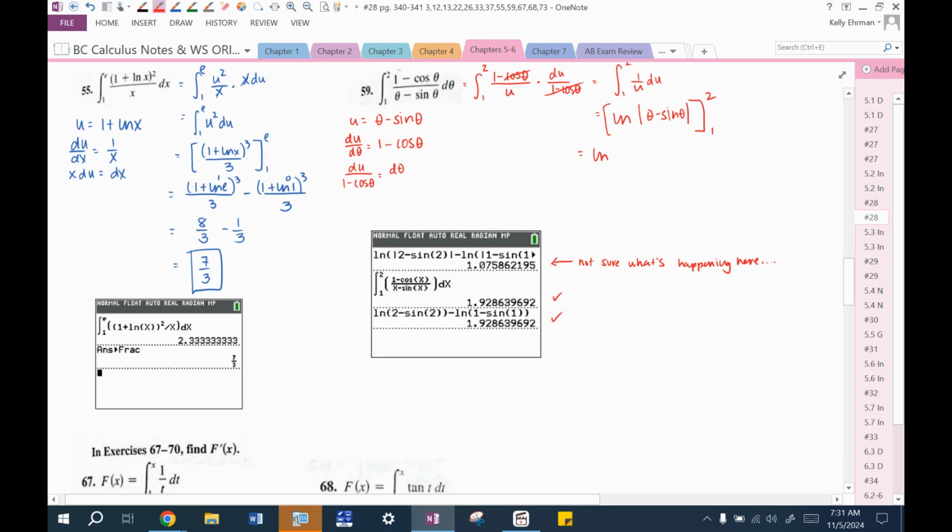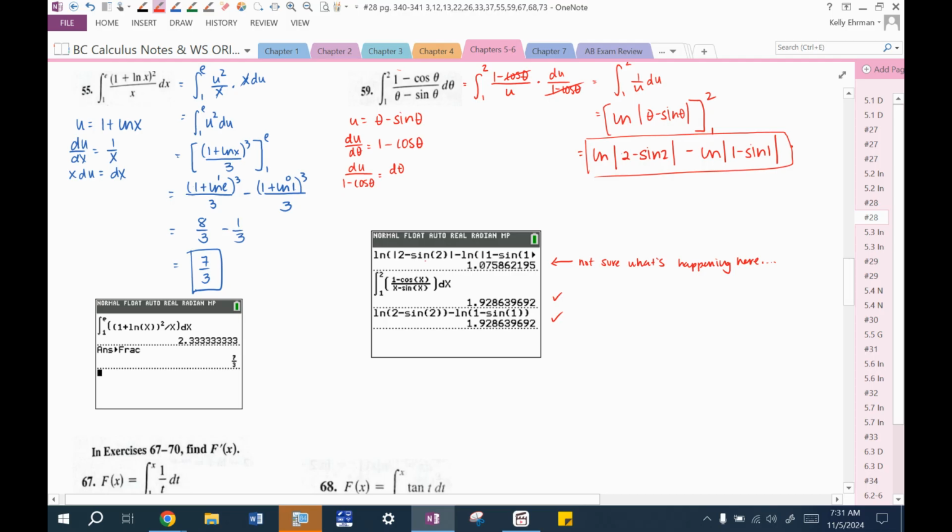So here's my answer. Natural log of the absolute value of 2 minus sine of 2, and remember, that's like sine of 2 radians, minus the natural log of the absolute value of 1 minus sine 1. I almost wrote plus c. No plus c. So this is the answer.